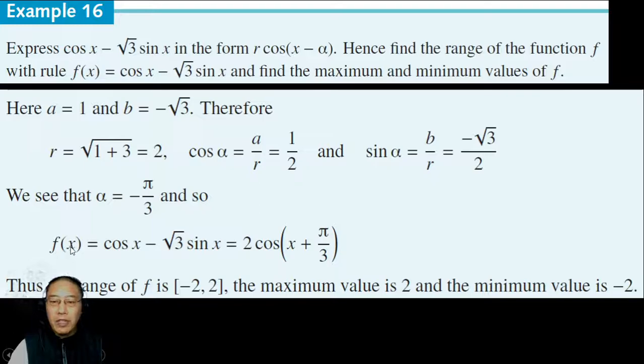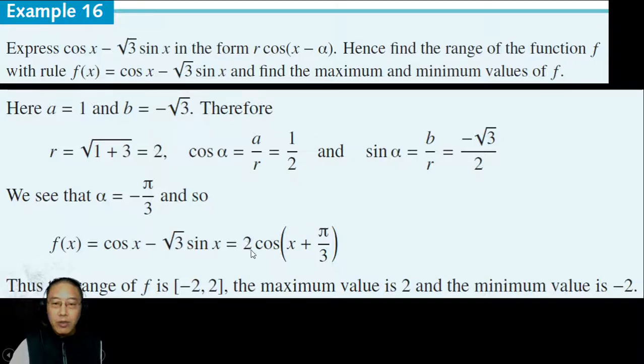So f of x can be simplified as 2 cos of bracket x minus negative pi on 3, which is x plus pi on 3. You can see now that the function has a coefficient of 2, so we can determine the range. It's -2 to 2, the maximum is 2, and the minimum is -2.